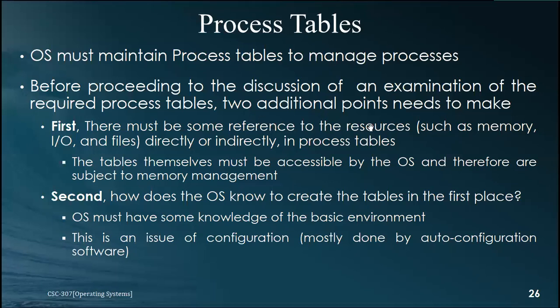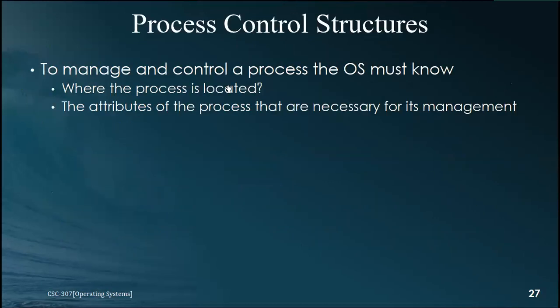There must be some reference to the resources such as memory, IO files. So each process must have some reference to the resource. So what type of resource the process is using, IO files, all have to be mentioned. And then how does the OS know to create the tables in the first place? So if we go here, first we have to know where the process is located and the attributes of the process that are necessary for the management.